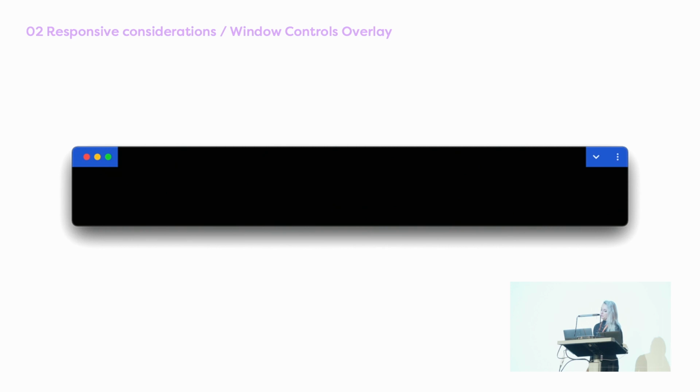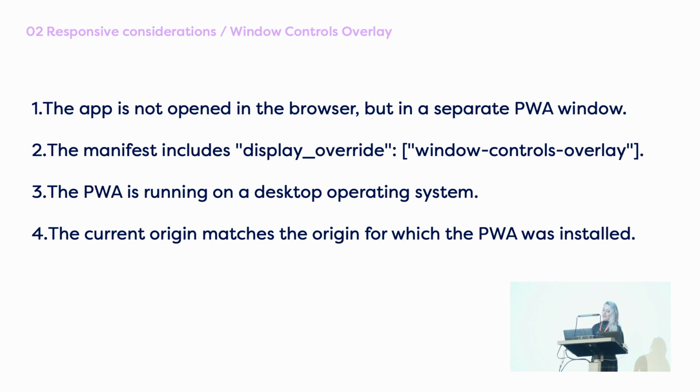And there are a few criteria that need to be met for window controls overlay to work. The app can't be opened in the browser. It has to be open in a separate window. The manifest has to include that display override. The PWA has to be running on a desktop. And the current origin has to match the origin for which the PWA was installed.